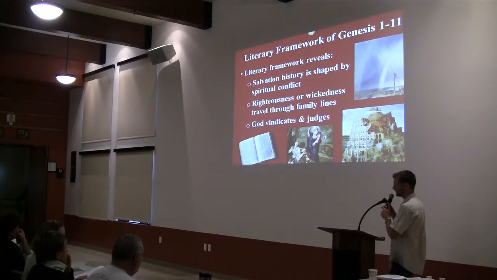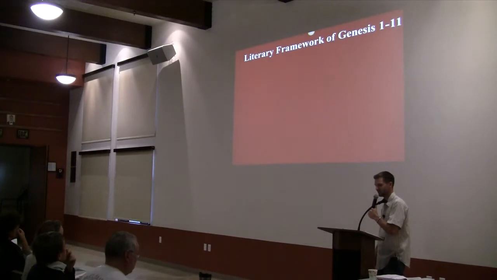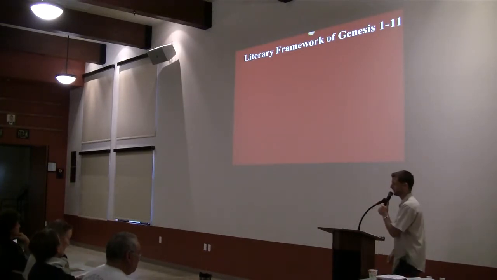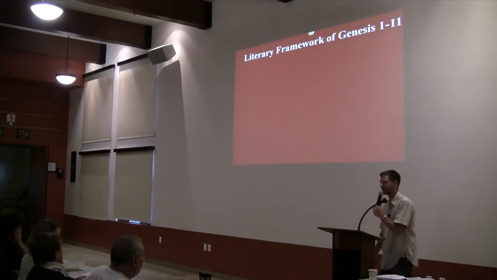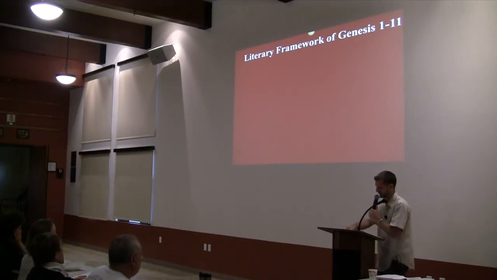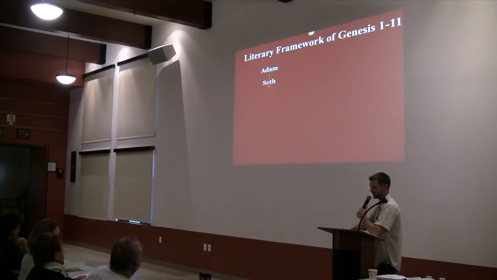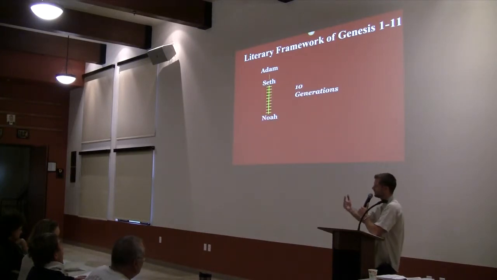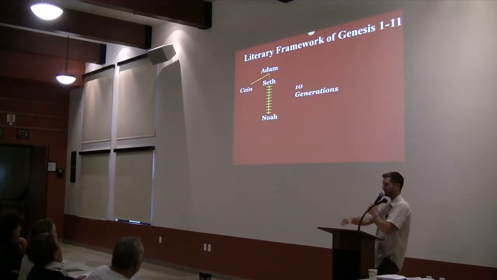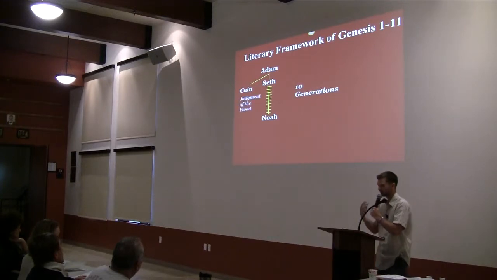All right, and so how does Genesis 1 through 11 show us all this? This is a sweet little chart. I think you have it in your book all filled out already. So from Adam to Noah, there are 10 generations. The wicked of the world trace their lineage back to Cain. At the end of 10 generations, God sends judgment on the world in the form of the flood.